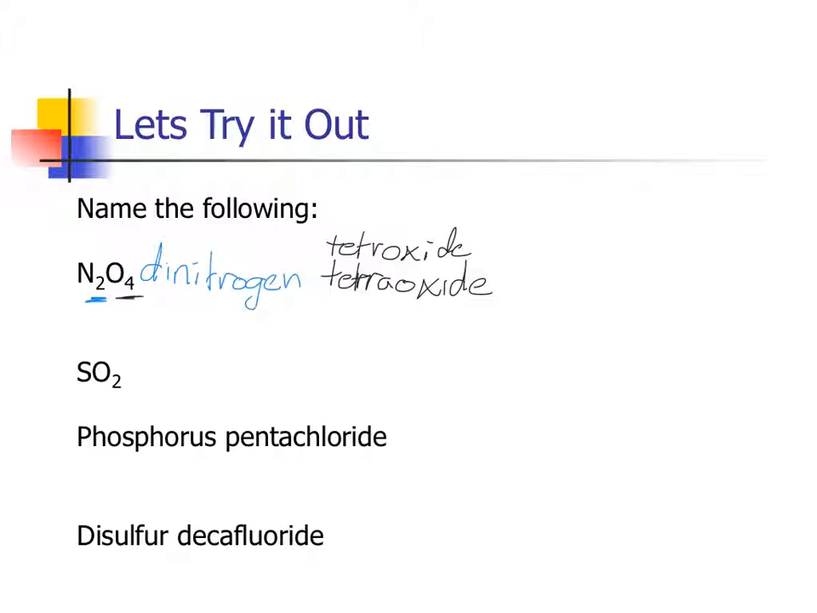The next one that we look at is sulfur and 2 oxygen. Well, sulfur comes first, so we name that one first, and it doesn't have a number there, but I see that the element's there. So that indicates that there's at least one. Because it comes first, I do not put mono there, and so I just write sulfur.